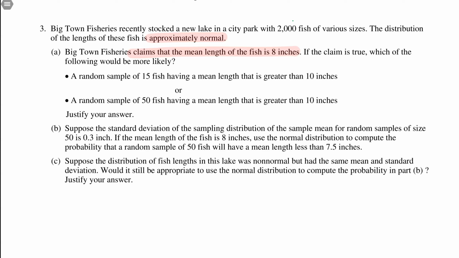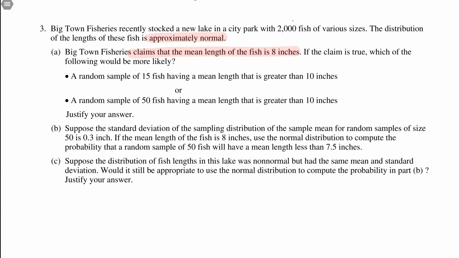But then it says, if this claim is true, which of the following is more likely? So kind of like saying a hypothesis test, right? If this is the null, if it's true, which is more likely? So the question is a random sample of 15 fish having a mean length greater than 10, or a random sample of 50 fish having a mean length greater than 10.